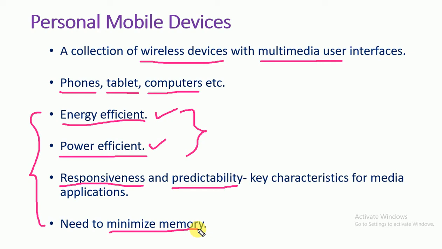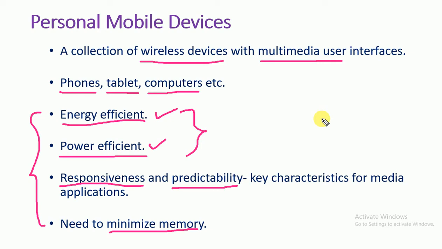But the same thing can be done with less memory on a mobile, because our screen size is smaller. Accordingly, everything is smaller when it is opened on a particular mobile device. So it requires a very minimum amount of memory. So these are the properties of personal mobile devices, which are very common nowadays.